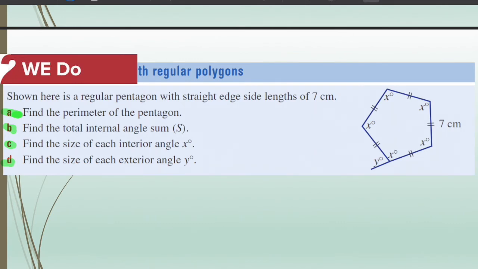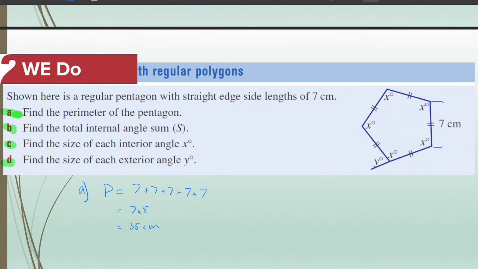Okay, the first thing we're asked to find is the perimeter. There's a bit of revision for you. Remember, the perimeter is the distance around the outside of the shape. So if the length of one side is 7 centimeters, the perimeter is just going to be 7 plus 7 plus 7 plus 7 plus 7, because it's a pentagon. Or you could have just done 7 times 5. It's 35 centimeters.